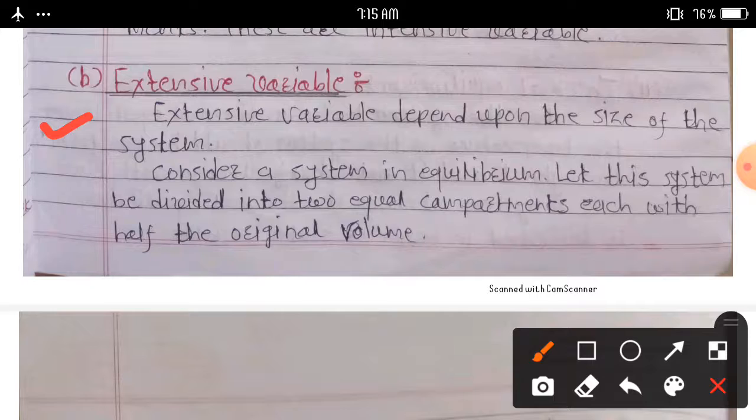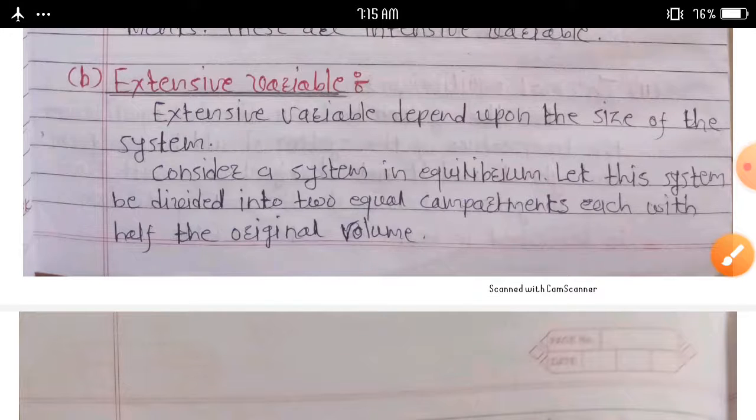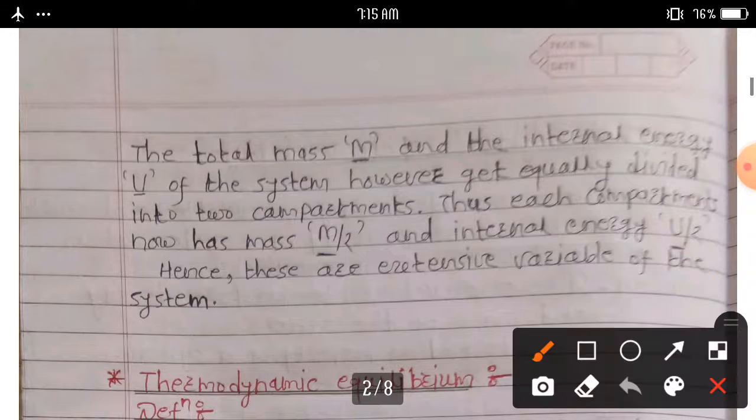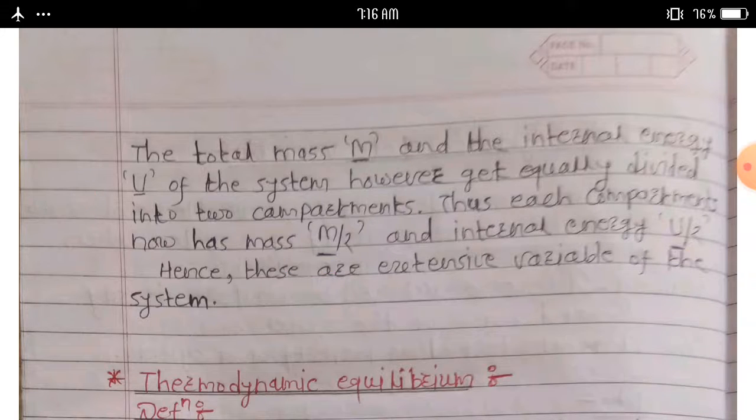Consider a system in equilibrium. Let this system be divided into two equal compartments, each with half the original volume. Let's consider the total mass M and the internal energy U of the system. They get equally divided into the two compartments. Thus each compartment now has mass M by 2 and internal energy U by 2. Hence these variables are extensive variables of the system.